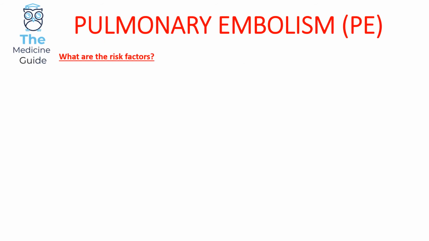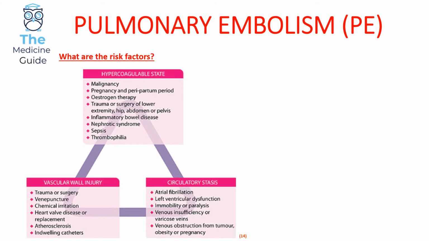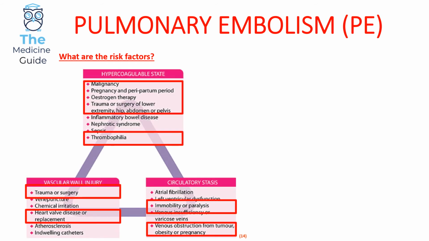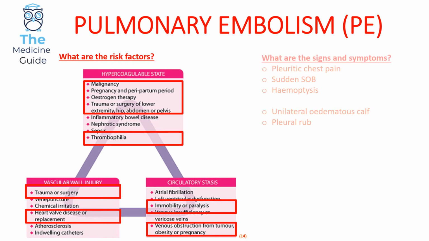So now let's look at a PE. So the risk factors for PE are essentially found in Virchow's triad. So you need to have a hypercoagulable state, some degree of circulatory stasis, and vascular wall injury. Now the key risk factors that crop up time and time again in exams have been highlighted by this red box, so please just have a look at that.